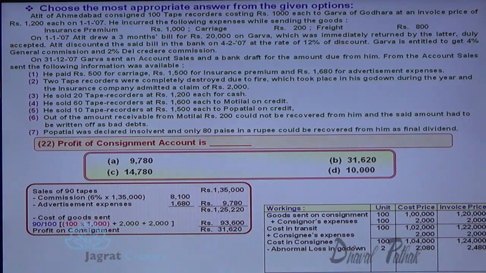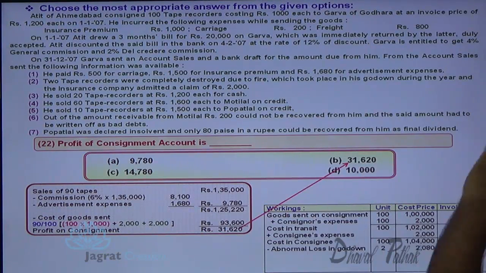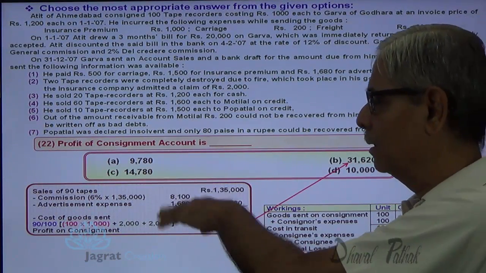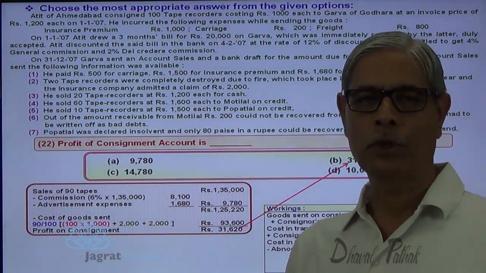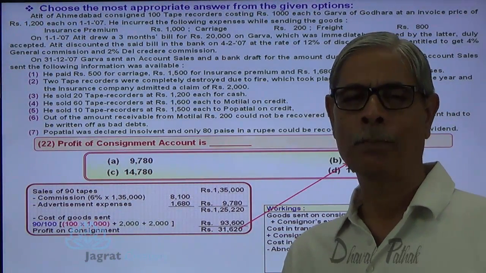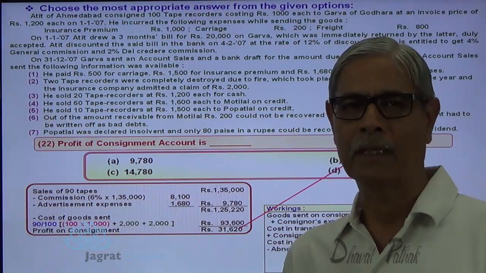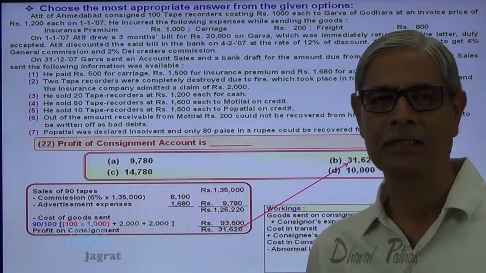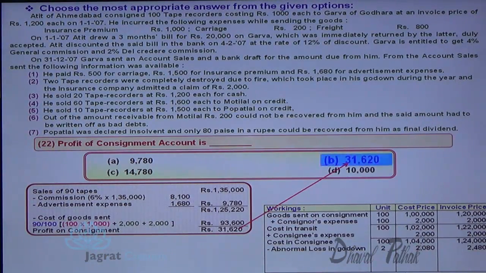So the profit on consignment activity is 31,620. This is how you can work out the profit on consignment. Now, this is the theoretical explanation. Generally, we find out the profit of consignment activity by preparing the consignment account. But this is a multiple choice question, so we should avoid preparing the consignment account. So 31,620 is the profit.